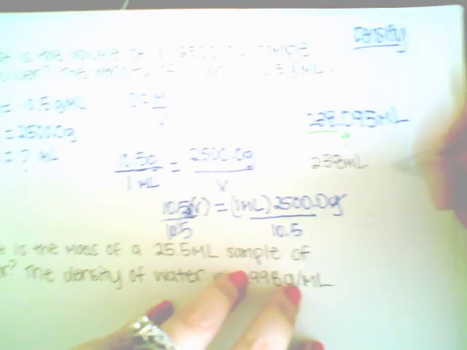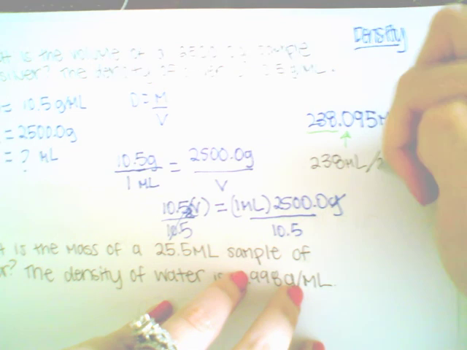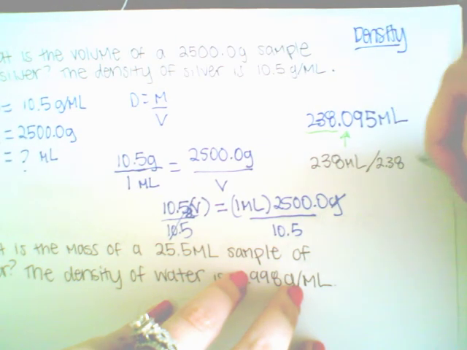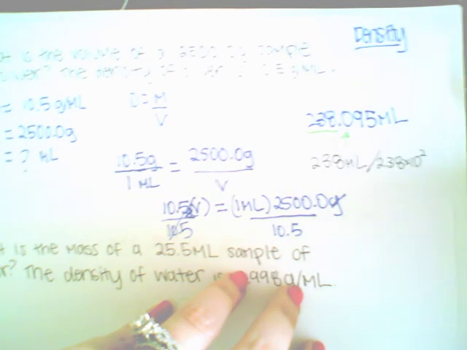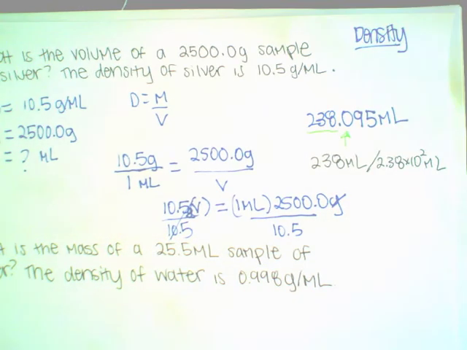You could also write the number in scientific notation. 2.38 times 10 to the 2 milliliters. And I will solve the next problem in part 2 of this video.